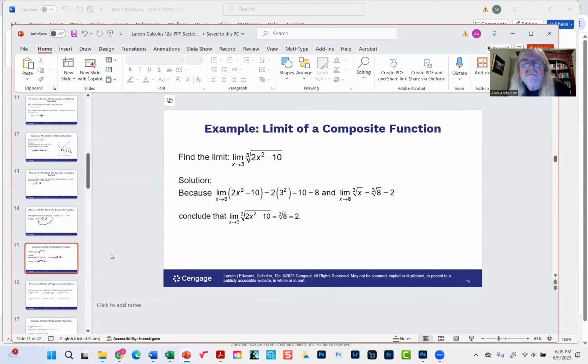But they would like us to notice here that you see what they've done, just as an alternative approach. They're taking the limit of just the 2x squared minus 10, and they're solving for 8, and they're getting 8. And then they're plugging it back into the original expression. So it's a cube root of 8. So it amounts to the same thing, but what they're basically showing you is that when you have a composite function like this, we can just do direct substitution.